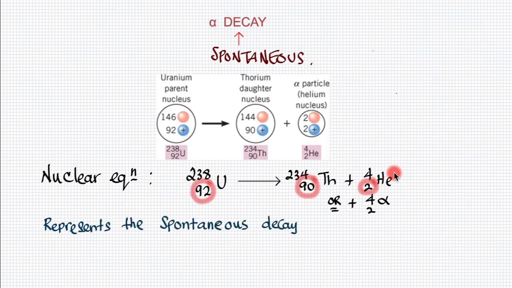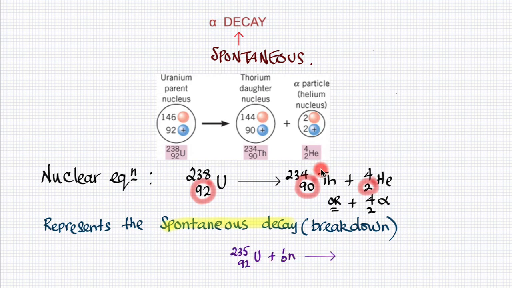Now we can also check our balance by considering the law of conservation of matter, and since this represents the spontaneous decay, there really is only one reactant, and if we add the proton numbers, they should be equal on the left hand side and the right hand side of the equation, and the same goes for the nucleon numbers. They should be equal, so all protons and neutrons are accounted for.